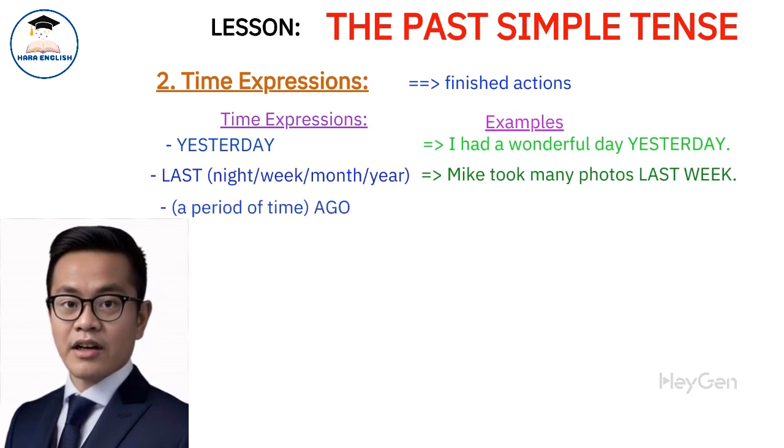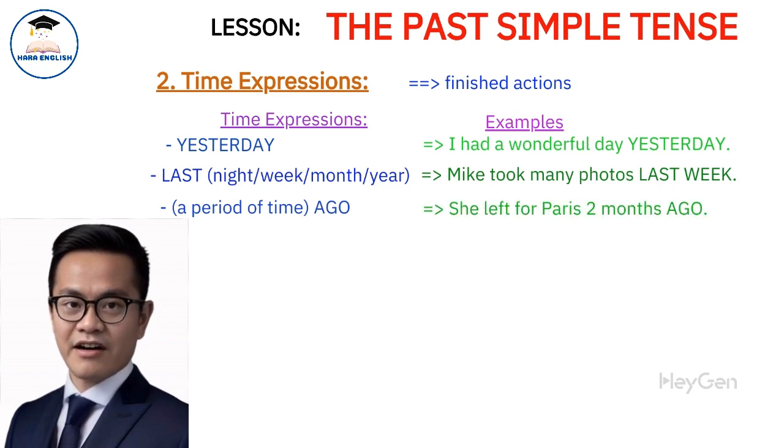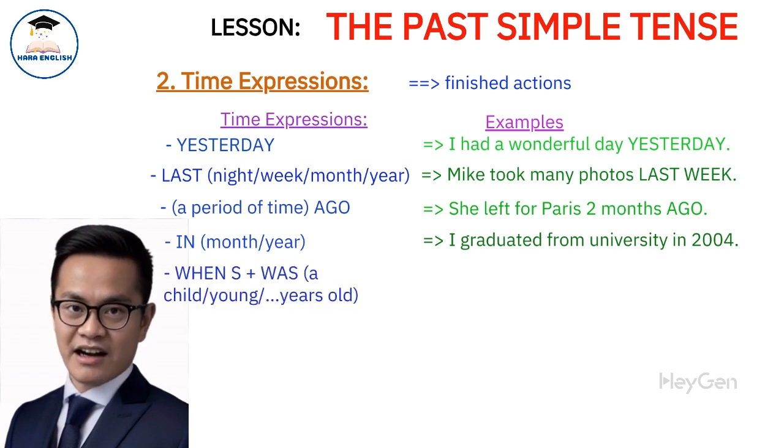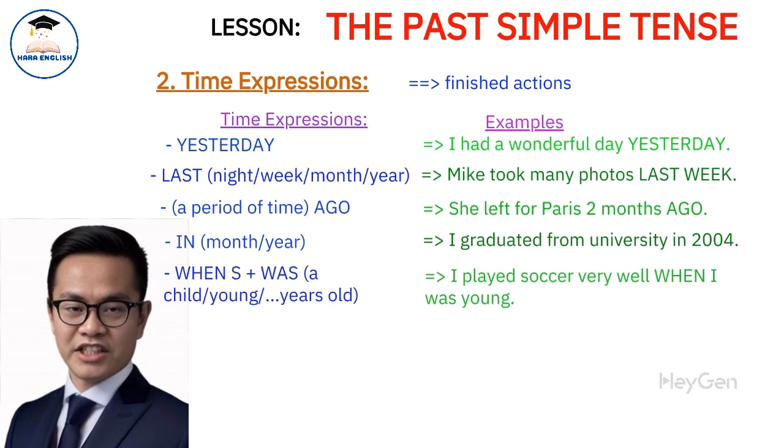3. Ago, we often use a period of time before ago. For instance, she left for Paris 2 months ago. 4. In and a specific month or year. For example, I graduated from university in 2004. And 5. We also use when and subject and was a child, was young, or was and a number of age. This shows the timeline of a person in the past. For example, I played soccer very well when I was young.